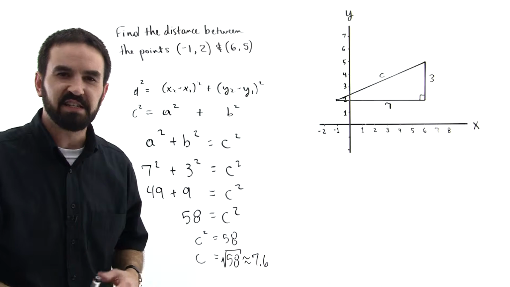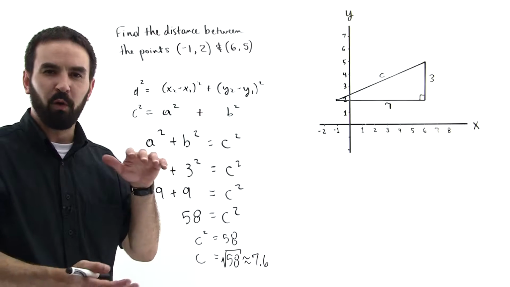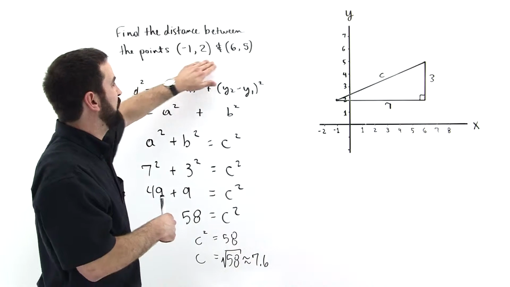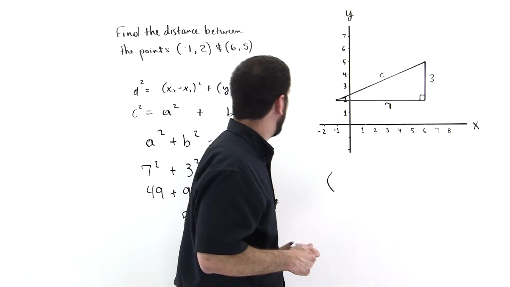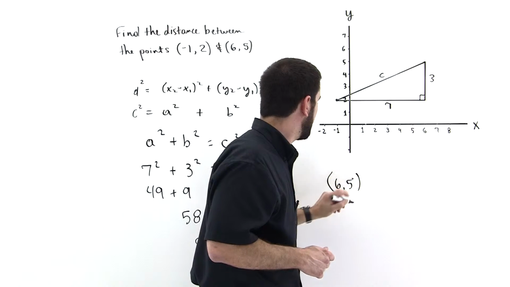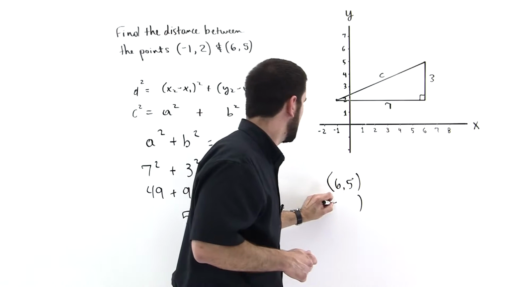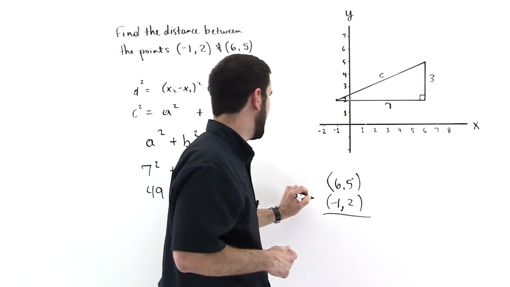Another way to do these distance formula problems is to take the 2 points and put them on top of one another and subtract. So let me show you how it would go. You have these 2 points here, and what you do is you just put one on top of the other. So put 6, 5, and you can do it in either order, it doesn't matter. And then negative 1, 2. And I'll show you how it can be done both ways.